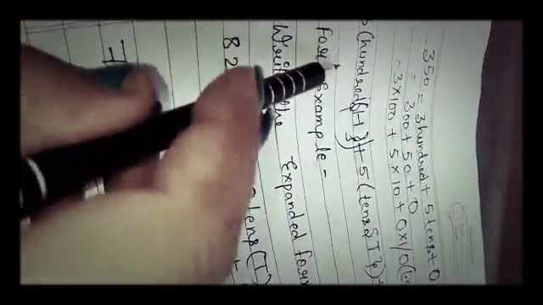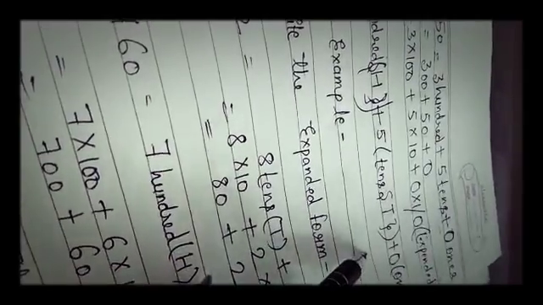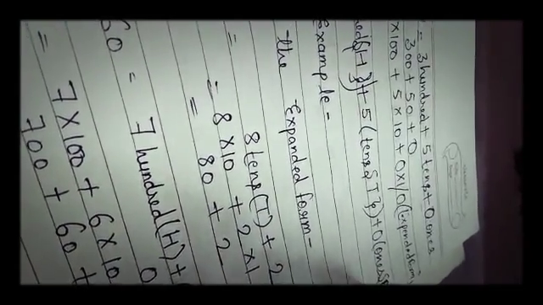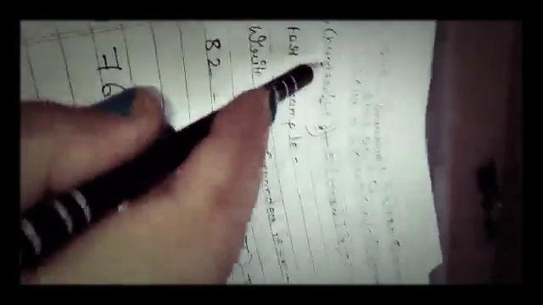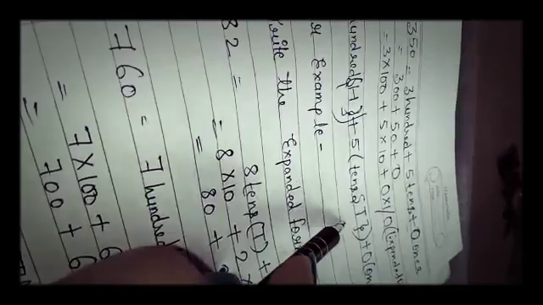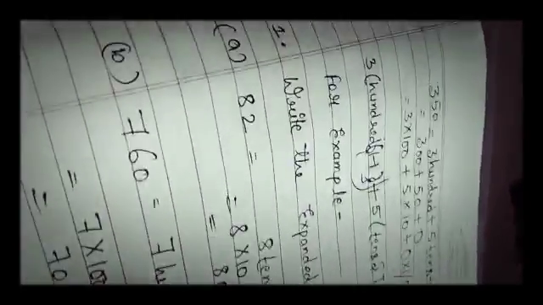If you have to write the expanded form, you can write it like this: 3 hundreds H plus 5 tens T plus 0 ones. You can write it as O also. 100 is denoted as H, tens is denoted as T, and ones is denoted as O.